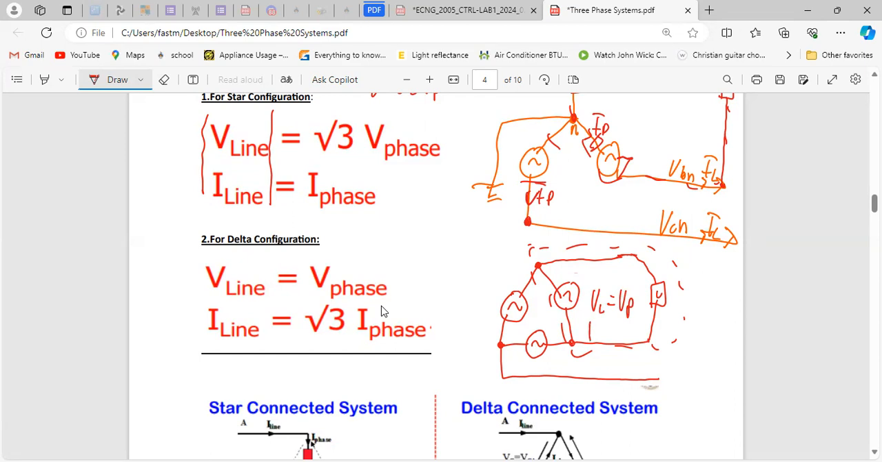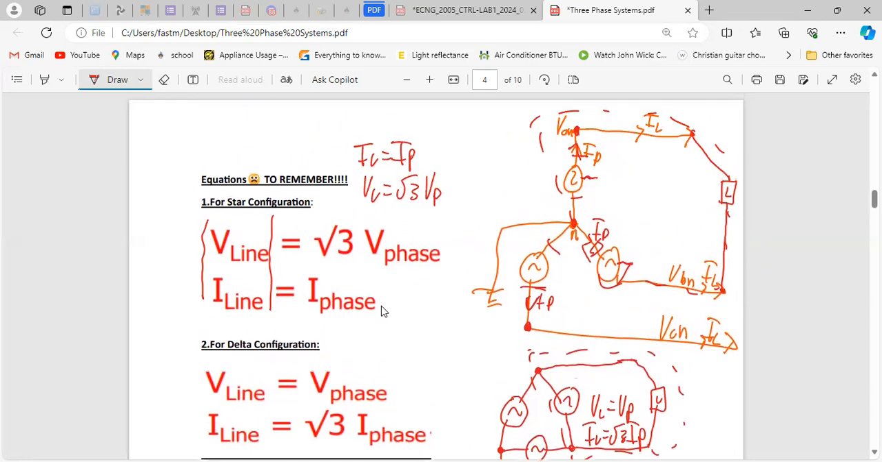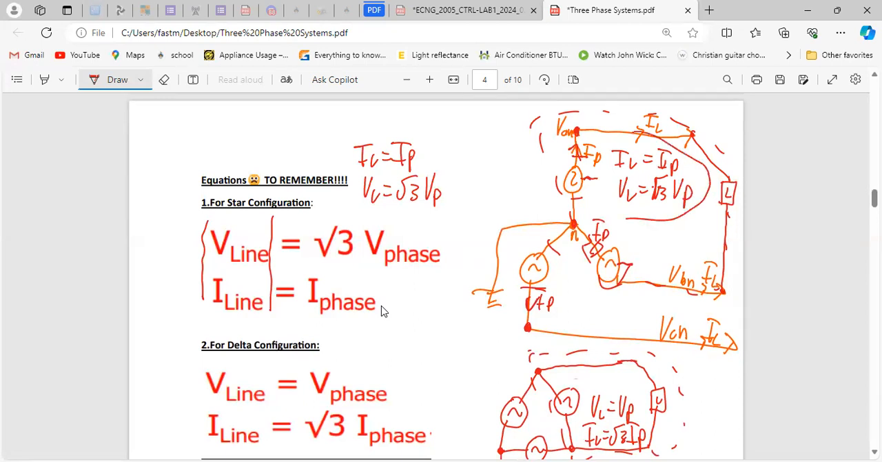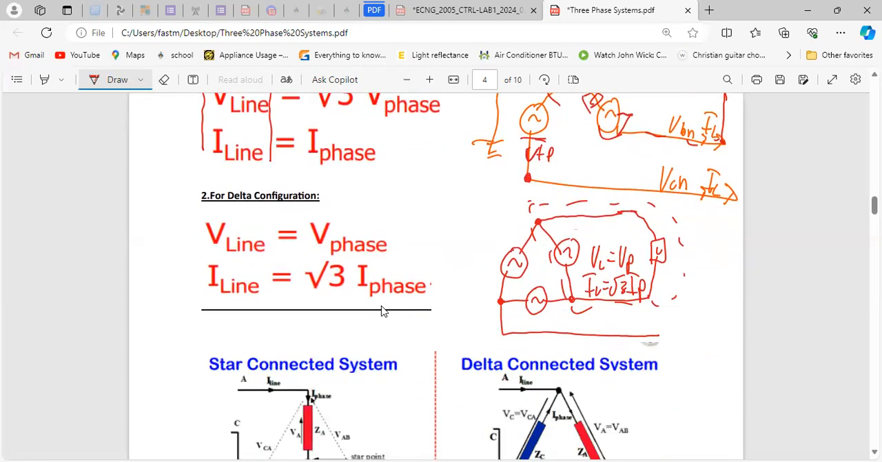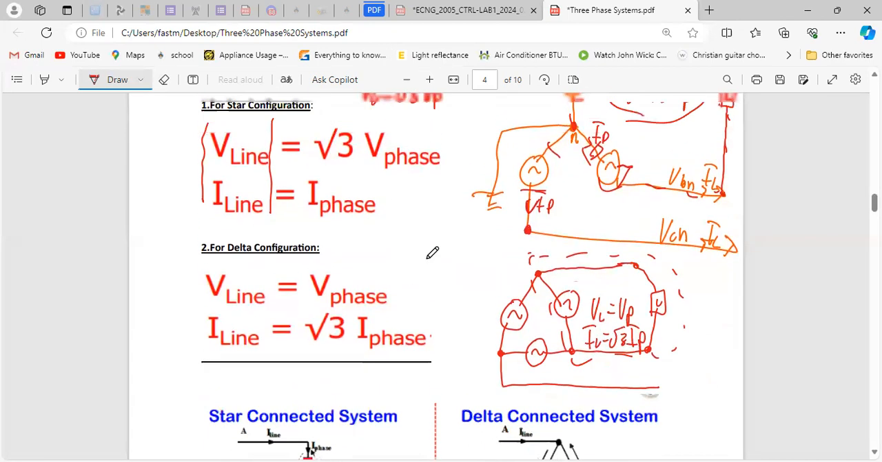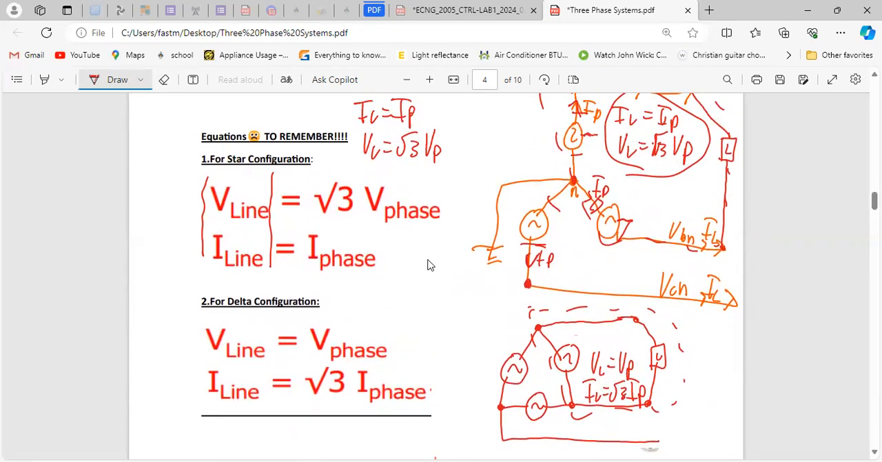Right? And by default, your I line will have the root 3 relationship. Yeah, so you can clearly see what's going on. So this I line is equal to I phase for the star, therefore your V line will equal root 3 V phase. And for the delta, just by drawing the diagram of it and connecting a load across, you clearly see that this voltage here is this voltage here. So your V line is equal to your V phase. And therefore, your I line is equal to root 3 of your I phase. Yeah? And those are the four very important equations that you must know.